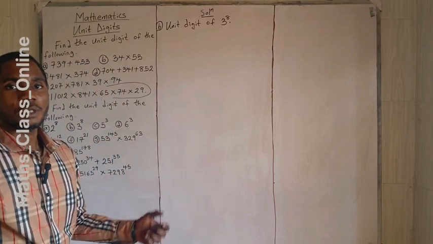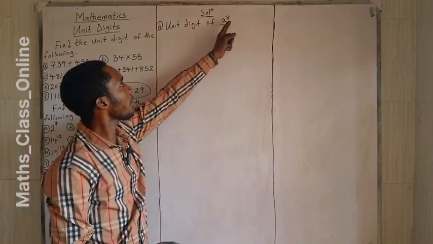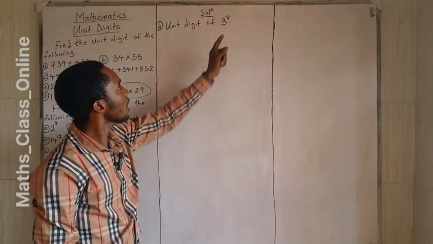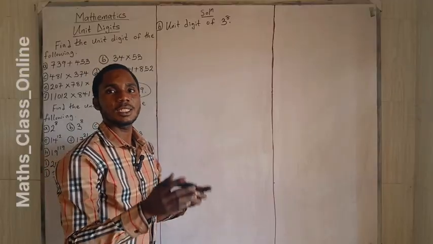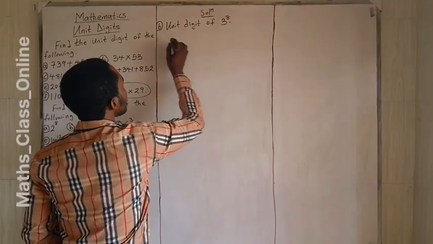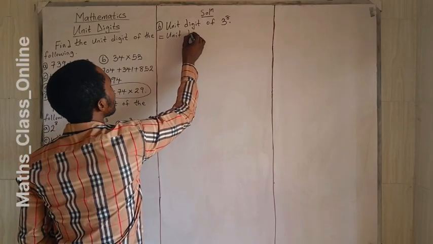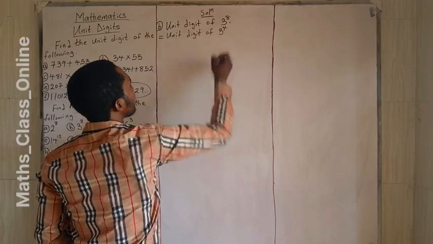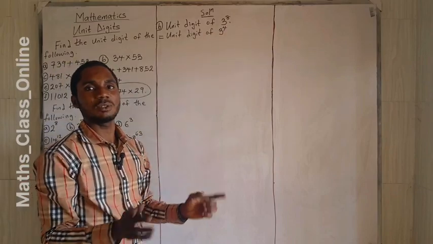Now, we have to find the unit digit of 3 raised to the power of 8. The power is 8. Is 8 divisible by 4? If you divide this 8 by 4, we are going to get 2 remainder 0. Since the remainder is 0, that means that the unit digit of 3 raised to the power of 8 is the same thing as the unit digit of 3 raised to the power of 4, because 4 can divide 8 without any remainder.